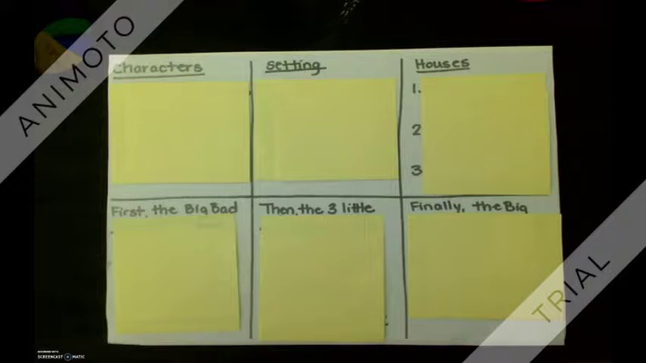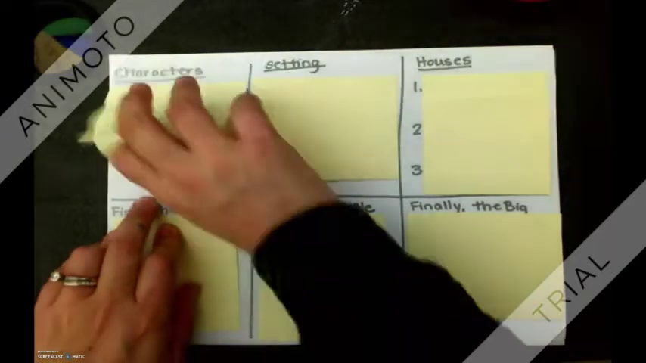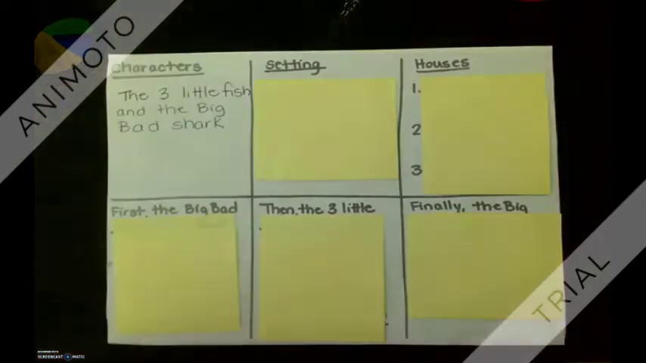And you can use any characters. We've seen characters be aliens, we've seen them be animals, we've seen them even be food, like in the Three Little Tamales. So, you get to choose what kind of characters you want. And I'm going to go with the Three Little Fish. Now, what would three little fish be really scared of? Something that might eat them. So, I decided to make my characters the Three Little Fish and the Big Bad Shark.